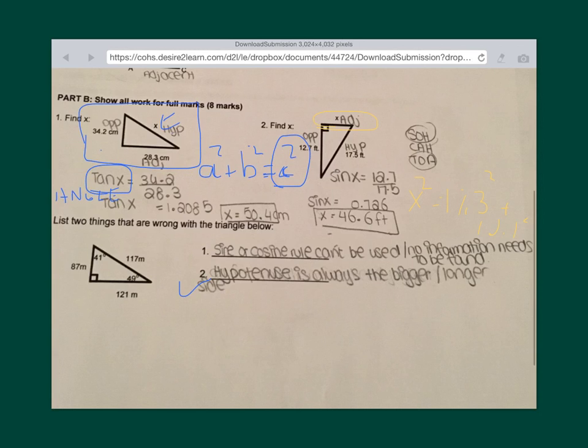What you want to put for number 1 is that the biggest angle needs to be across from the biggest side, and that's not the case here. And likewise, the smallest angle should be across from the shortest side, and it's actually across from the longest side here. So those are 2 things that you could pick up that would be incorrect on this particular diagram.